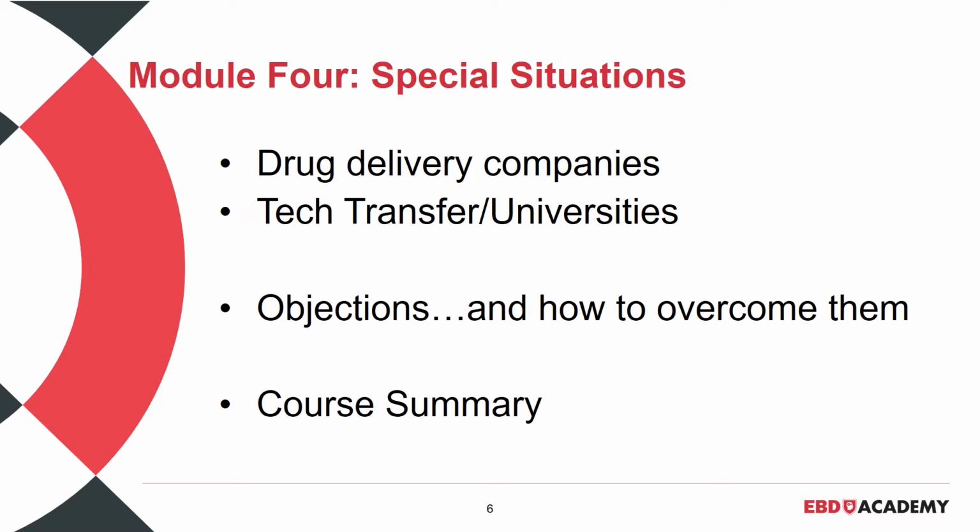In Module 4, we'll also talk about objections, why it is that companies decide not to work with you with your particular out-licensing candidate, and how you overcome some of the objections that they present. And then lastly, we'll talk through a course summary.